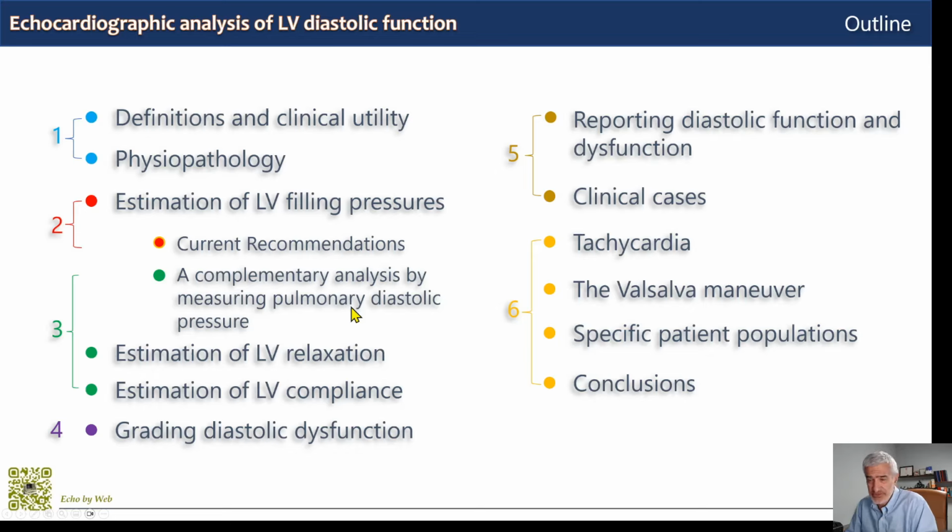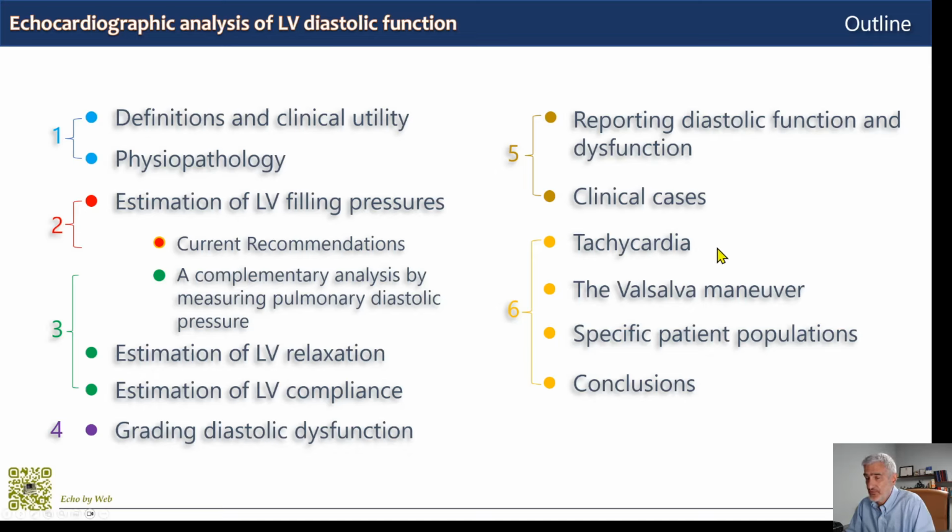pulmonary diastolic pressure, and then we will see how to estimate LV relaxation and compliance with echocardiography. The fourth video will all be about how to grade diastolic dysfunctions with echocardiography. The fifth video will be on how to report diastolic function and dysfunction with echocardiography, and we will see a series of clinical cases.